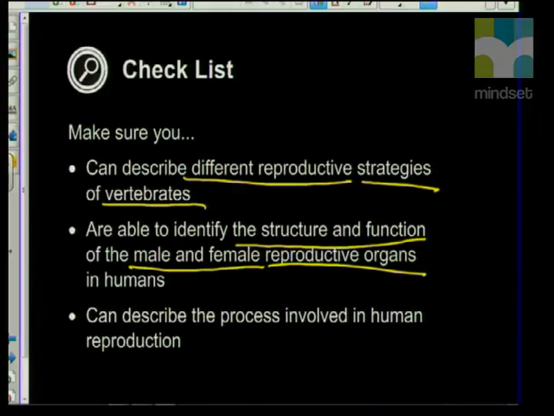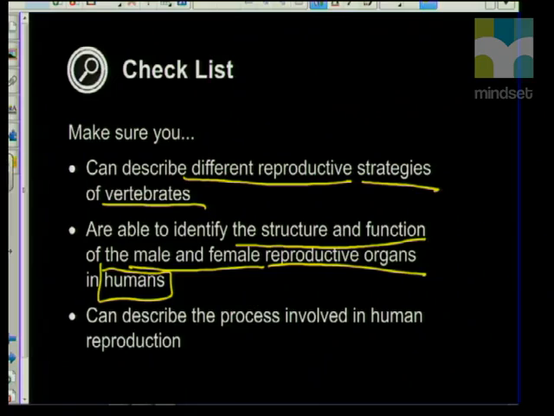Okay, so there are reproductive organs of humans. We're not looking at any of the other parts. We're just looking at humans. This is where we go into depth of all of it. And don't forget, you need to know all the different things like your hormones that are involved in this whole section. Now, lastly, can you describe the processes involved in human reproduction? You need to know the whole process.